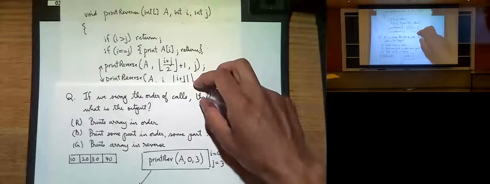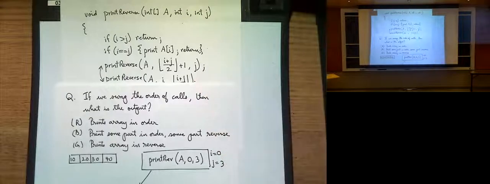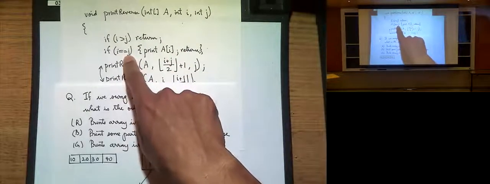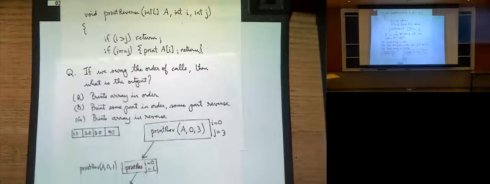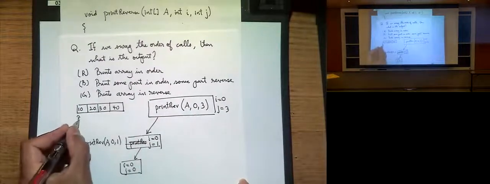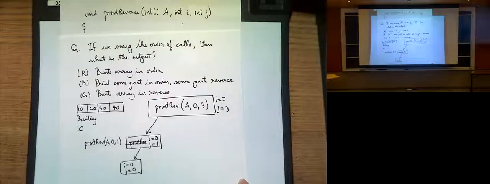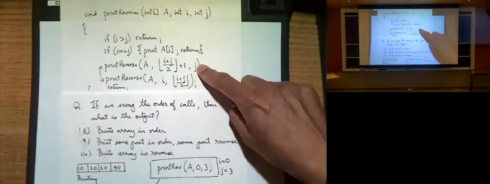That's the next call. Then what? So what's going to happen? It's going to print A0 and return. Okay, so here's the printing. So it's going to print 10. Okay, then what? Then this is going to return. Now it has to do the second call, right?